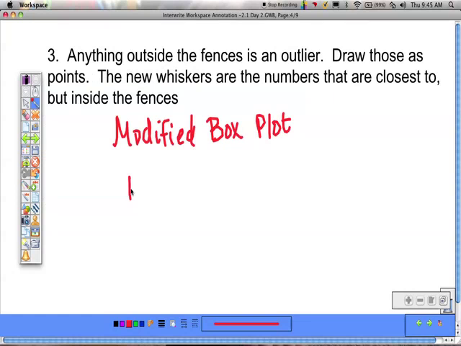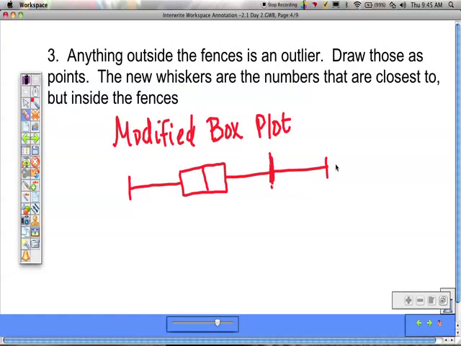So if you remember, we had our box plot that looked something like this. But there was a fence here at 16. So what you're going to do to modify it is you'll draw on this line here, you'll erase this part, and you'll draw your outlier as a point. So here, 25 was your point. So this is a modified box plot right here.